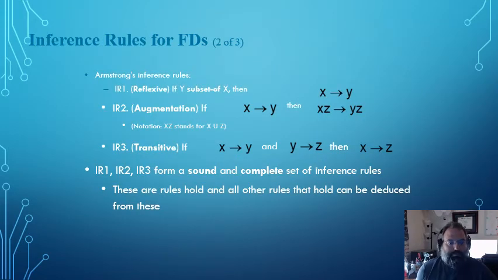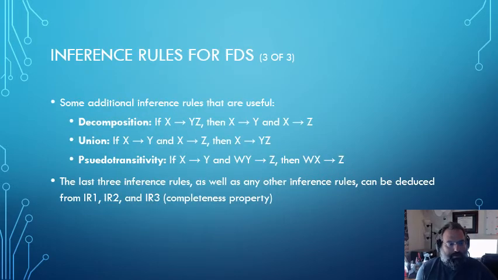Armstrong's inference rules are as follows. Inference rules for functional dependency, some additional inference rules that are useful. Decomposition: if X implies YZ, then X implies Y and X implies Z. Union: if X implies Y and X implies Z, then X implies YZ. And pseudotransitivity: if X implies Y and WY implies Z, then WX implies Z.